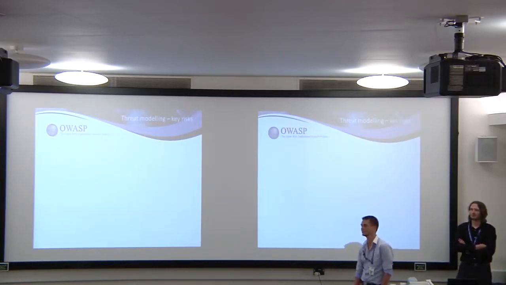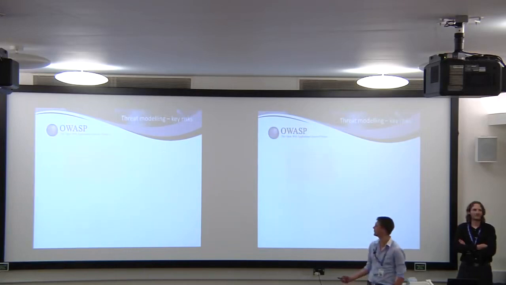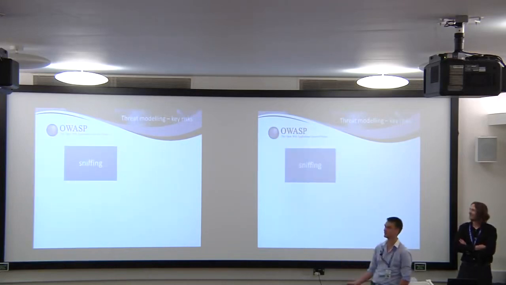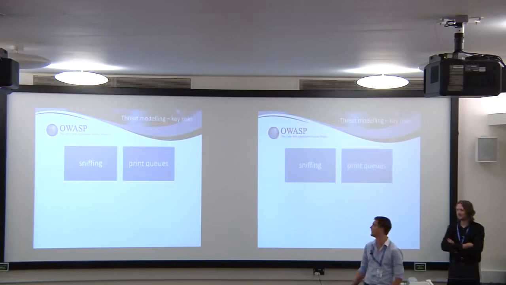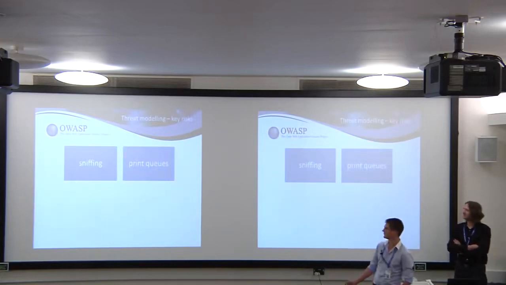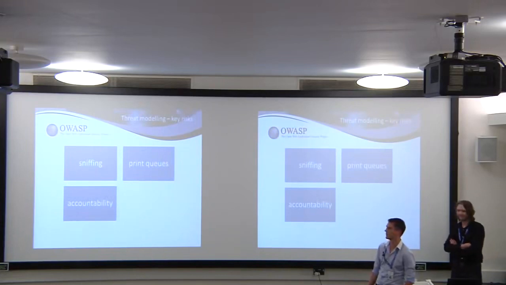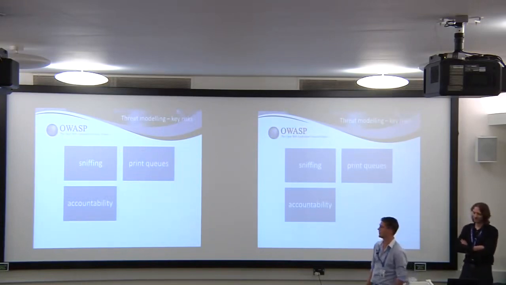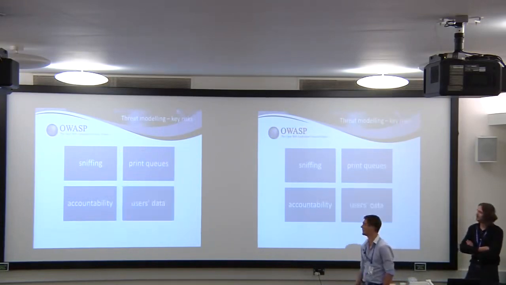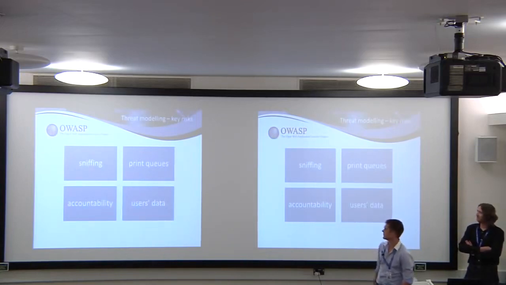Anybody else? Okay, so we're talking about, first of all, sniffing the documents on the line between the server and the printer, getting to the other print queues, tampering with accountability. So for example, printing for free, for example at the university, and getting users' data, printing history, and some more users' data.